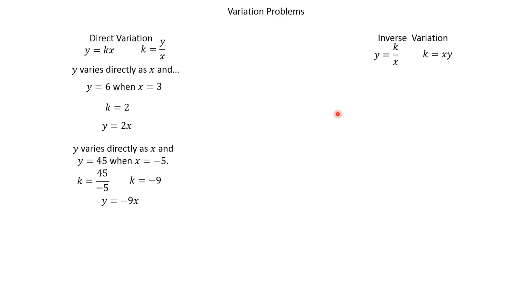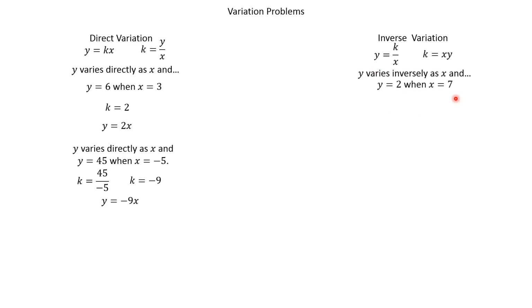Inverse variation problems are the same, except we'll say y varies inversely as x. It's y equals k divided by x. And same thing, doesn't matter what the variables are. We could have snow varies inversely as temperature. Snow equals k over temperature.